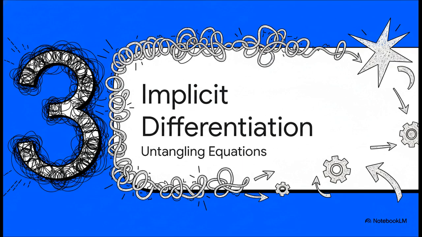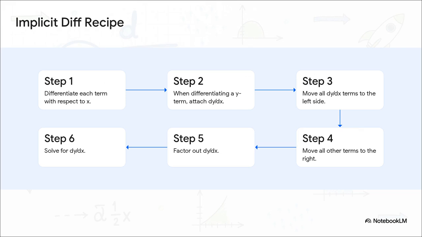It's a game changer. Okay, this might look like a long recipe, but it's really, really logical. The most important step, the absolute key to this whole thing, is step 2. Whenever you differentiate a term that has a y in it, you just attach a dy/dx to it. The rest of this is just rearranging the equation to solve for that dy/dx.